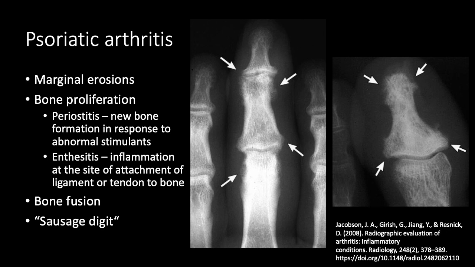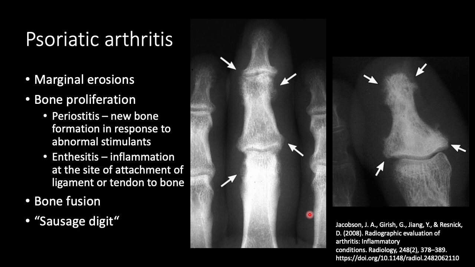Periostitis is new bone formation in response to abnormal stimulants, and I'm demonstrating that with the pointer here. Enthesitis is inflammation at the site of attachment of ligament or tendon to bone. Also note on the radiograph of the fingers here that there is diffuse soft tissue swelling, and it makes this finger look like it's in the shape of a sausage, hence the term sausage digit, which is associated with psoriatic arthritis.